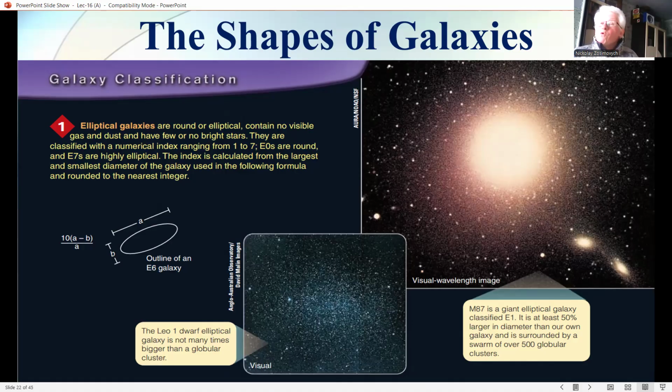Creating a system of classification is a fundamental technique in science. Read the section on galaxy classification and notice three important points and four new terms. First, many galaxies have no disk, no spiral arms, and almost no gas and dust. These elliptical galaxies range from huge giants to small dwarfs.